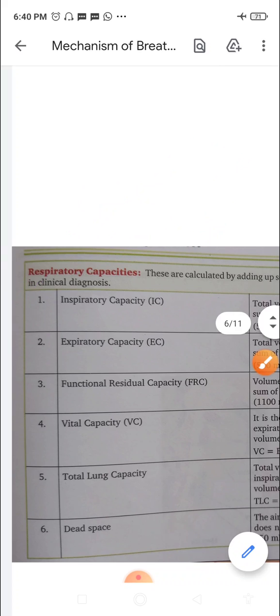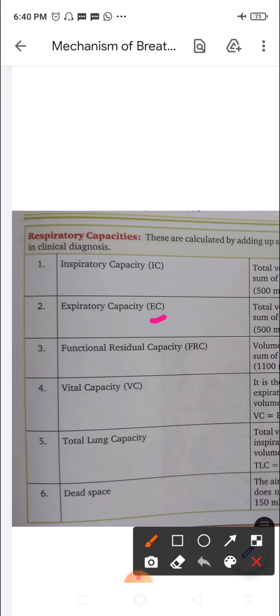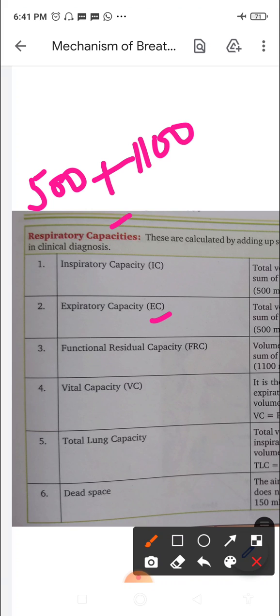Next is the expiratory capacity. This is the total volume of air a person can expire after a normal inspiration. So it is the sum total of tidal volume, 500 ml, plus expiratory reserve volume, which is 1100 ml. So this comes to 1600 ml.